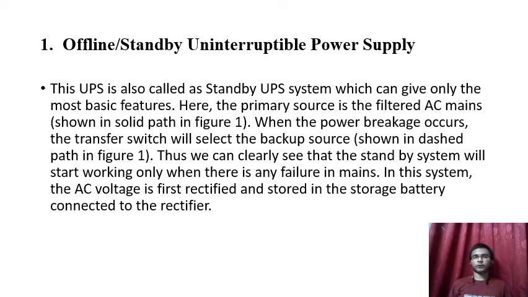Offline or standby uninterruptible power supplies. This UPS is also called a standby UPS system, which can give only the most basic features. Here the primary source is the filtered AC mains, shown in the solid path in the figure. When the power breakage occurs, the transfer switch will select the backup source. Thus, we can clearly see that the standby system will start working only when there is any failure in mains. In this type, the AC voltage is first rectified and stored in the storage battery connected to the rectifier.